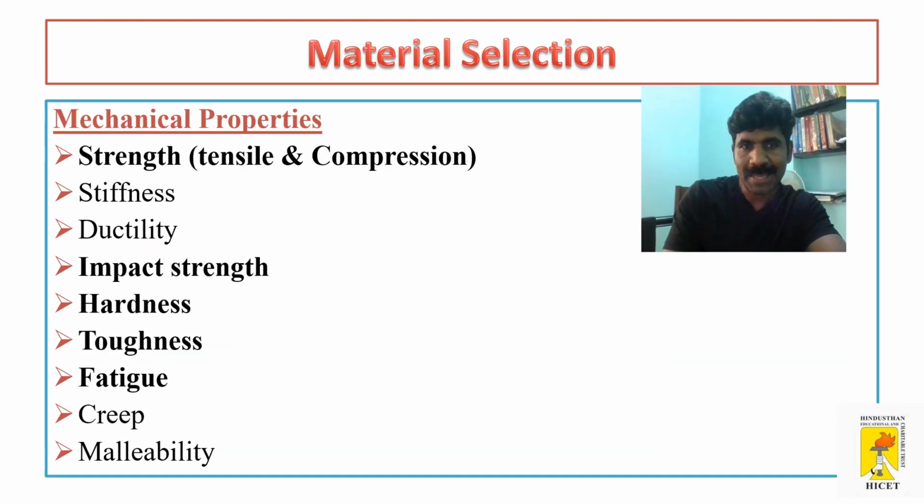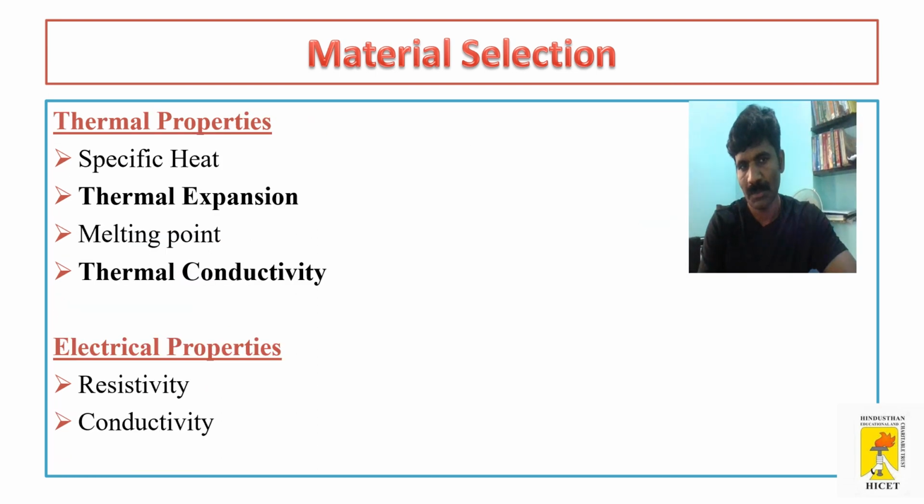So talking about the mechanical properties, the strength plays a vital role in both ways, tensile and compression, stiffness, ductility, impact strength, hardness, toughness, fatigue, creep, maneuverability. Talking about the thermal properties, specific heat, thermal expansion, melting point, thermal conductivity plays a vital role in selecting a material which can be exposed in thermal conditions.